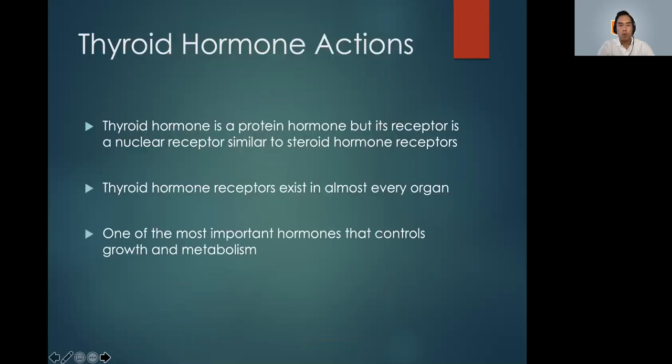Thyroid hormone is actually an amino acid-derived hormone, but its receptor is a nuclear receptor similar to steroid hormone receptors. This is the only one of its kind that binds to a nuclear receptor. And thyroid hormone receptors exist in almost every organ, making it one of the most important hormones to control growth and metabolism.